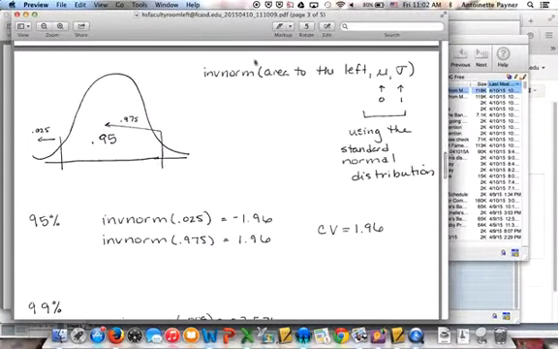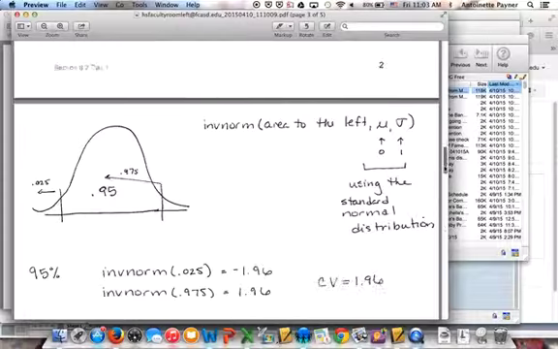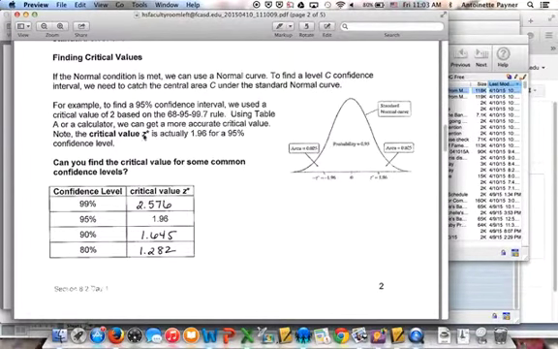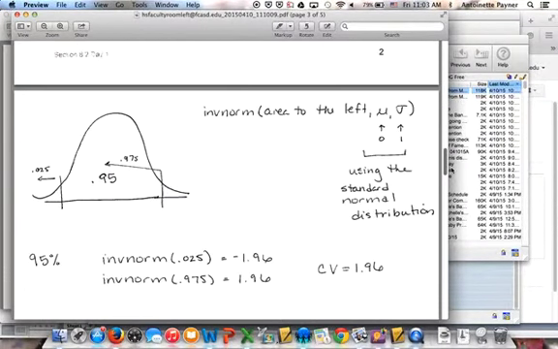So if you think about it here, remember our inverse norm, we have the area to the left, comma the mean, comma the standard deviation. I'm using the standard normal distribution. That critical value, which is going to be represented by z star, is going to come from the standard normal. It's just going to tell me how many standard deviations away I want to be.